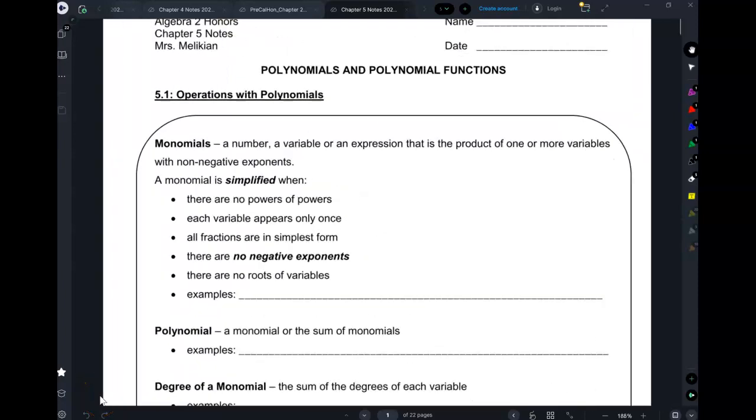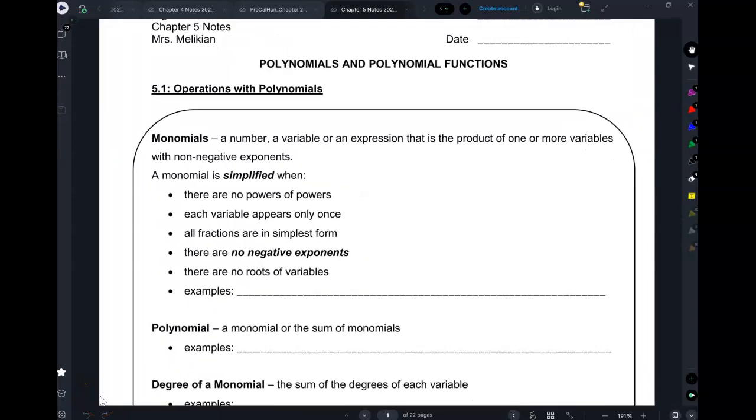Okay, so here we go, 5.1. So a monomial is basically a combination of variables and coefficients that are multiplied by each other, right?